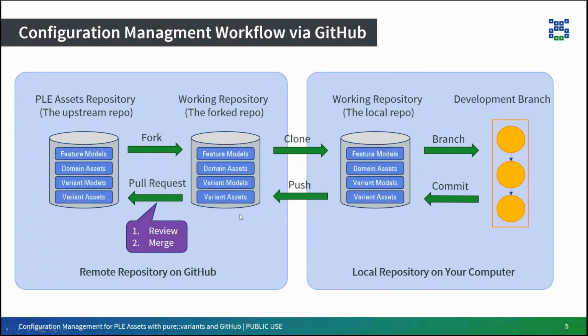Basically, your pull request can hold your feature models, your domain assets, variant models, and variant assets. But based on the different use cases, you may have separate upstream repositories for them. In this presentation, I will use the feature models as a running example to show the workflow.